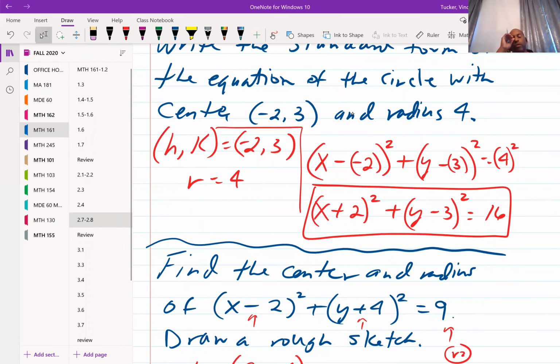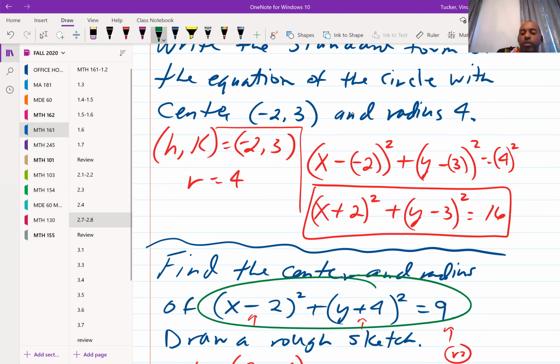So now we're going to work in reverse. If they give us the equation in standard form, we should be able to pick out the center and the radius. So we should be able to pick out the given information. So it says find the center and radius of (x minus 2) squared plus (y plus 4) squared equals 9. And then it tells us to draw a rough sketch.